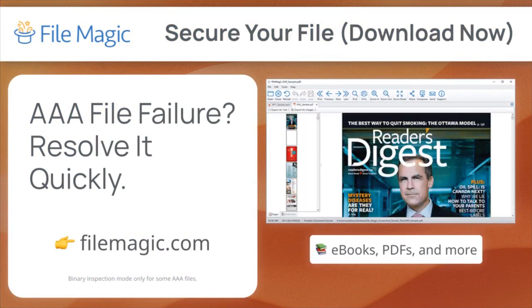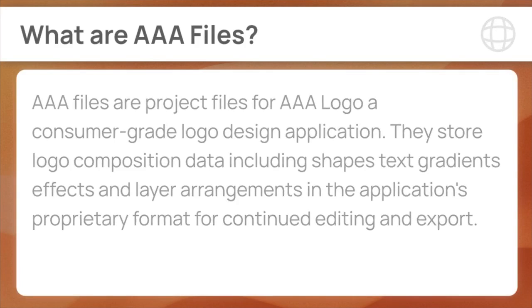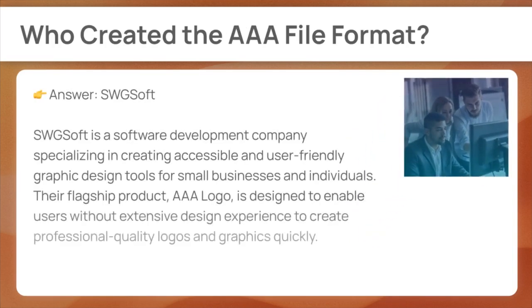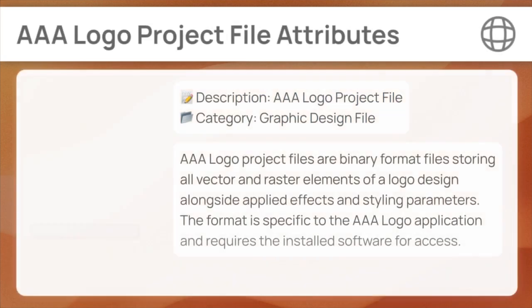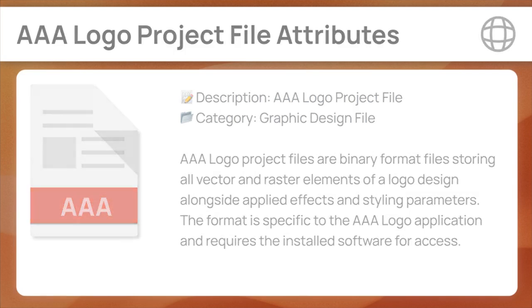of its expansive compatibility. AAA files are project files for AAA Logo, a consumer-grade logo design application. They store logo composition data, including shapes, text, gradients, effects, and layer arrangements in the application's proprietary format for continued editing and export. AAA Logo project files are binary format files storing all vector and raster elements of a logo design alongside applied effects and styling parameters. The format is specific to the AAA Logo application and requires the installed software for access.